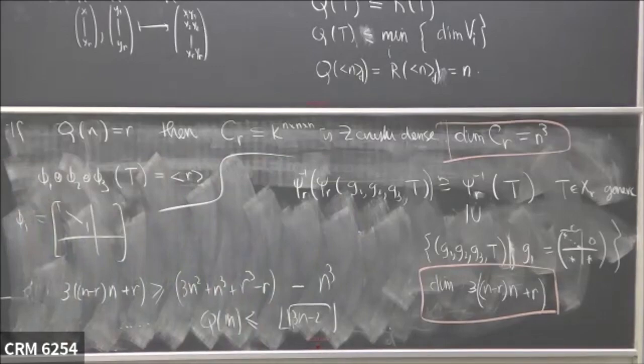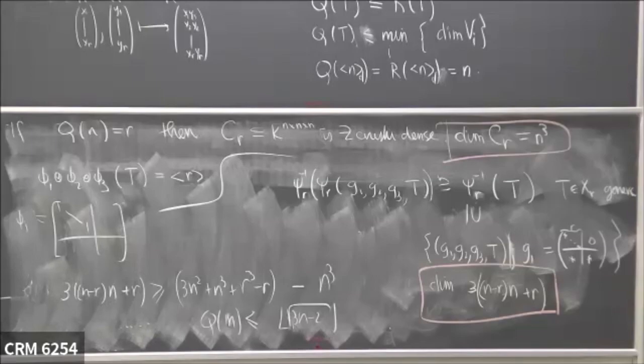What about the lower bound? For the lower bound, we actually use kind of the same picture. So what does it mean that this has dimension n cubed, right? That means that the differential, at least at the generic point, is going to be surjective.